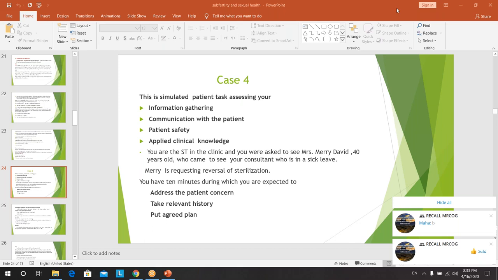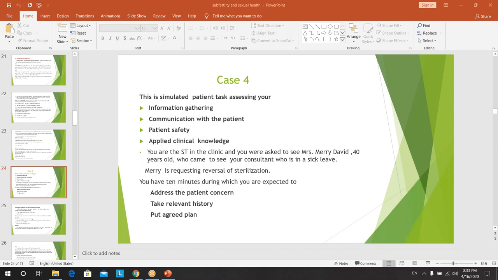Because reversal of sterilization is a surgery, and you will be exposed to the hazards of surgery and the hazards of anesthesia, and the success rate is about 50%, and that's it. Besides that, even if the reversal is successful and you get a baby, there are still some hazards of getting pregnant at your age.